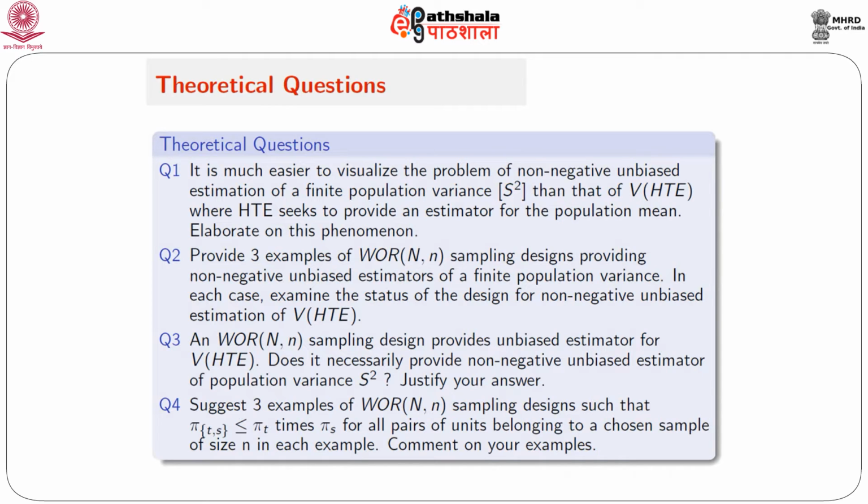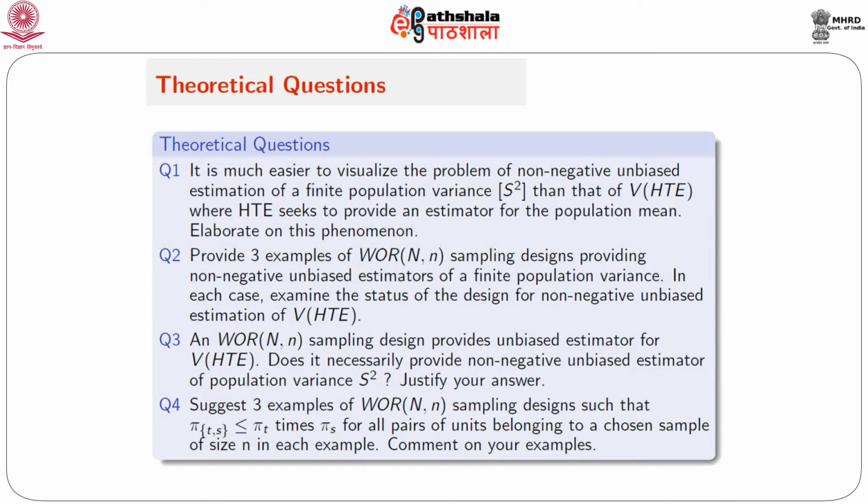They are talking about belonging to a chosen sample of size n in each example. So you choose a sample, as I said, suppose the sample is 1, 2, 3, you make sure that this condition is satisfied for the sample 1, 2, 3. This is an interesting comment on your examples, because if you are satisfied with this condition for the chosen sample of size n, does it really tell you that you have solved the problem of non-negative variance estimation? That's a good problem. Okay, think about it. Is there anything else or no?